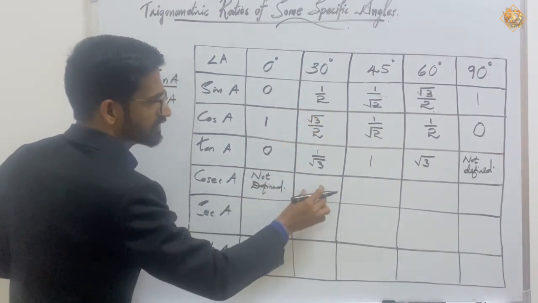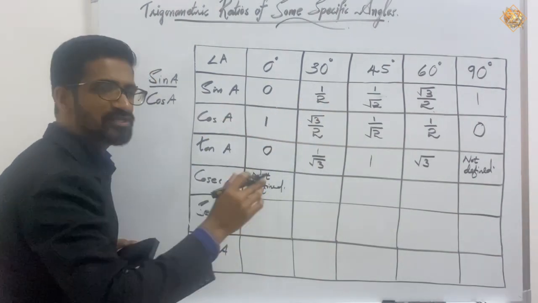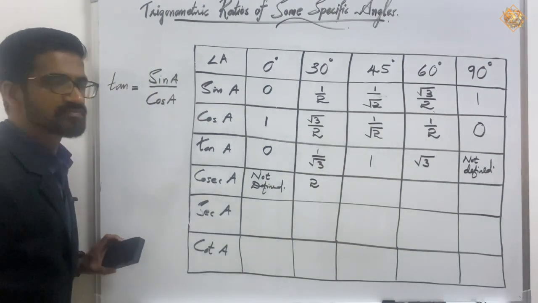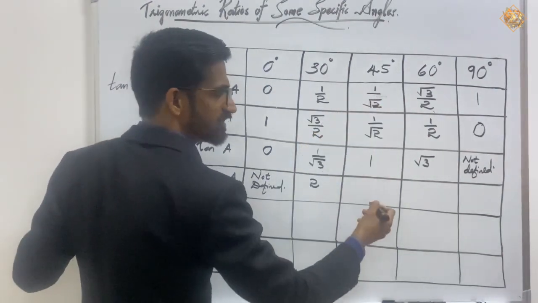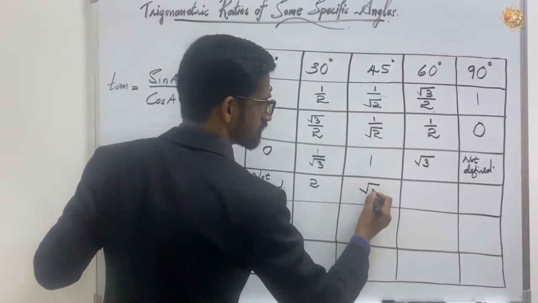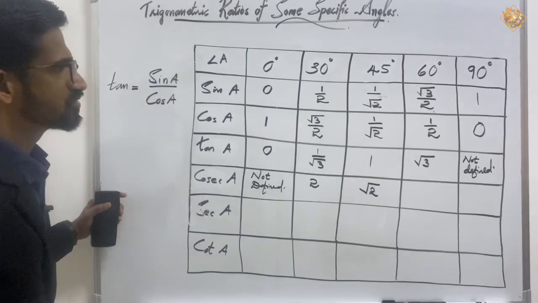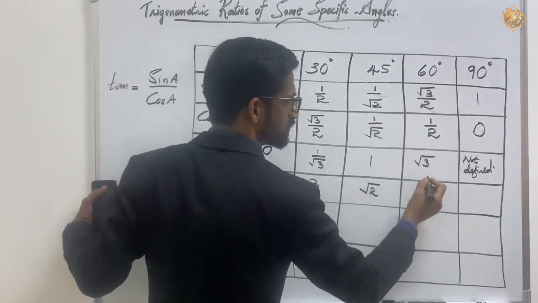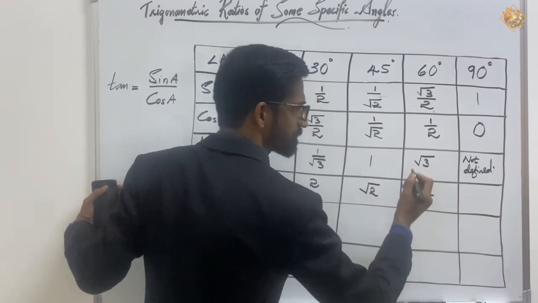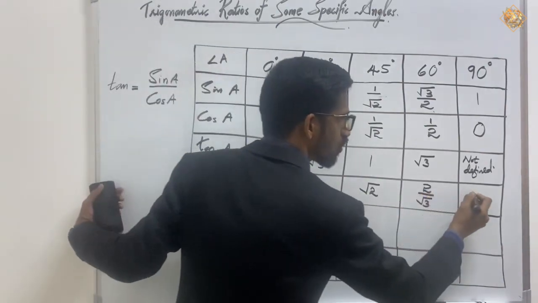To get the value of cosec 30, take the inverse of sine 30, which is 1 by 2. What is the inverse of 1 by 2? That is 2. Then 1 by root 2. Take its reciprocal. Reciprocal of 1 by root 2 is root 2, isn't it? Now reciprocal of root 3 by 2 will be 2 by root 3. And reciprocal of 1 is 1 by 1, that is 1.